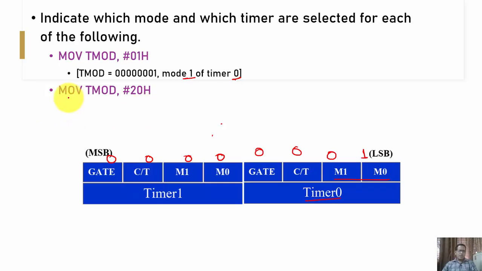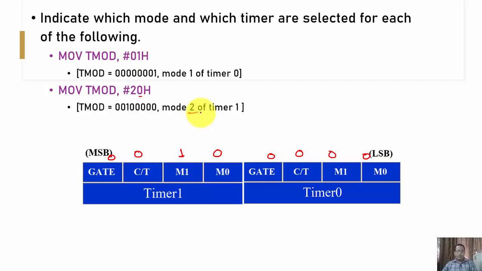The second instruction, MOV TMOD, #20H. For this, what will be the content? As it is 2 and 0, the bits are 0, 0, 1, 0, 0, 0, 0, 0. Okay, so as it is 1, 0 in the higher nibble, simple, timer 1 is selected and timer 1 is going to work in mode 2.